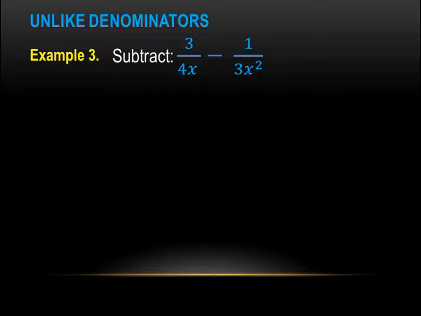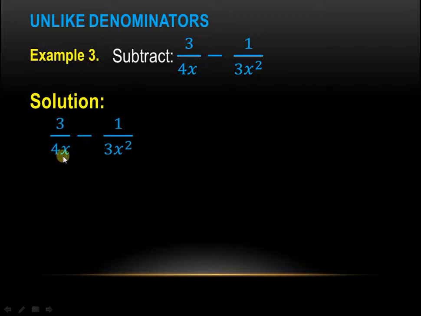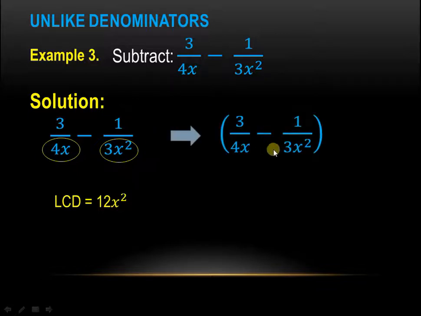Example number 3, subtract 3 all over 4x by 1 all over 3x squared. Notice that the denominators are not the same. If the denominators are not the same, what we're going to do is to find their LCD. So our LCD in this situation is 12x squared. So what are we going to do with the LCD? So this is how it looks like. What we're going to do with the LCD is use it to divide each denominator. So let's have it.